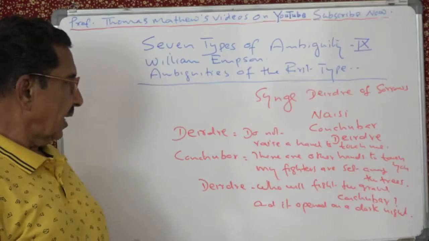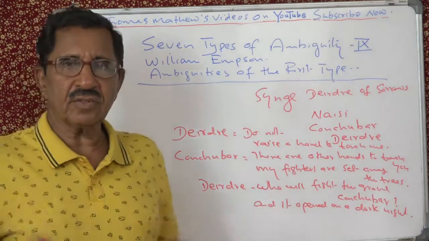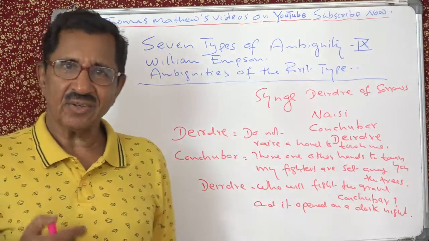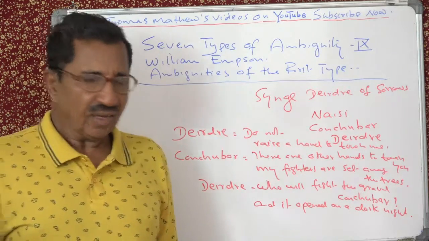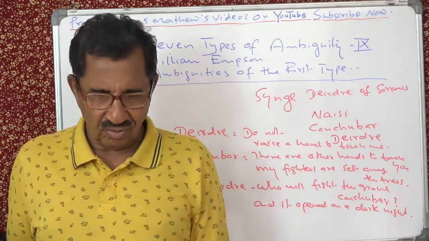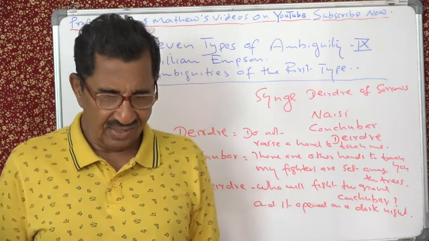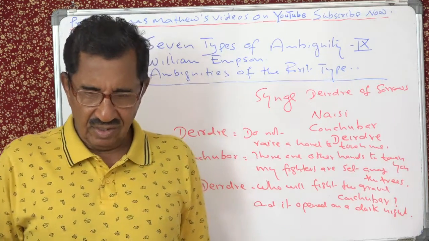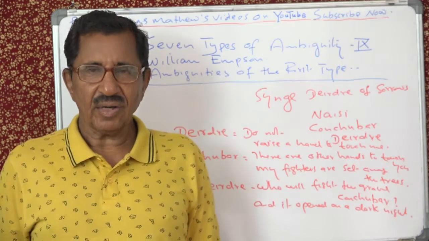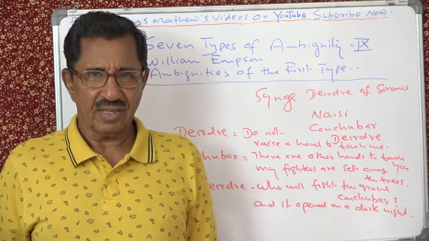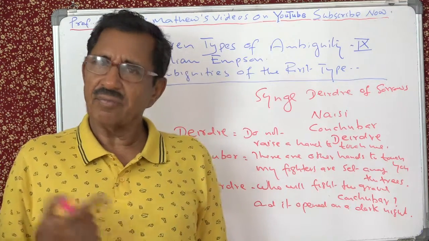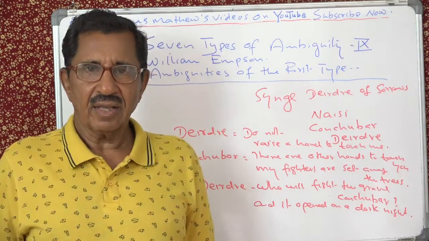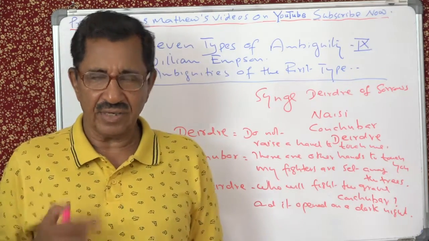Here Conchubar wants to take Deirdre by force. But he will not get her love or heart, because she had already given that to Naisi. At the end Conchubar kills Naisi, his rival. Deirdre kills herself. And Conchubar and his men, his fighters, die. It is a stark tragedy.